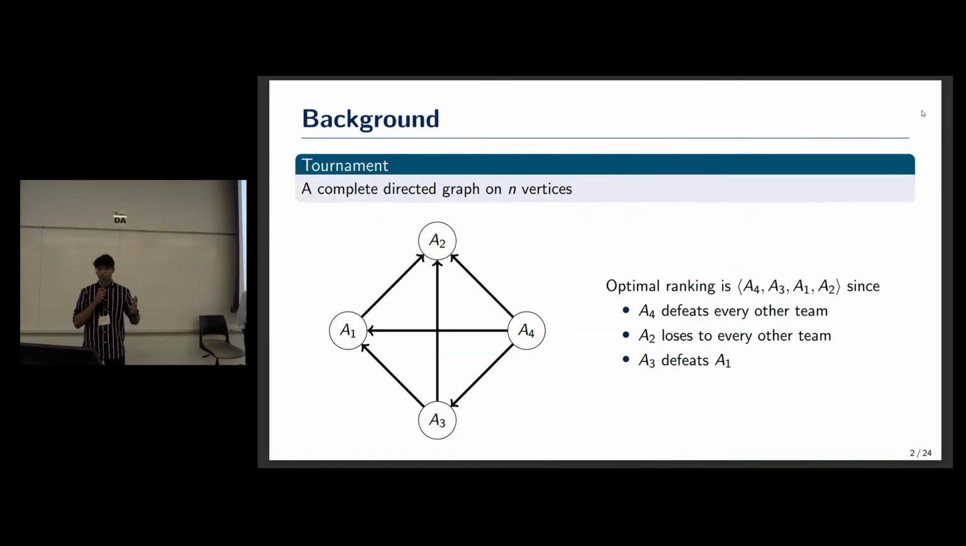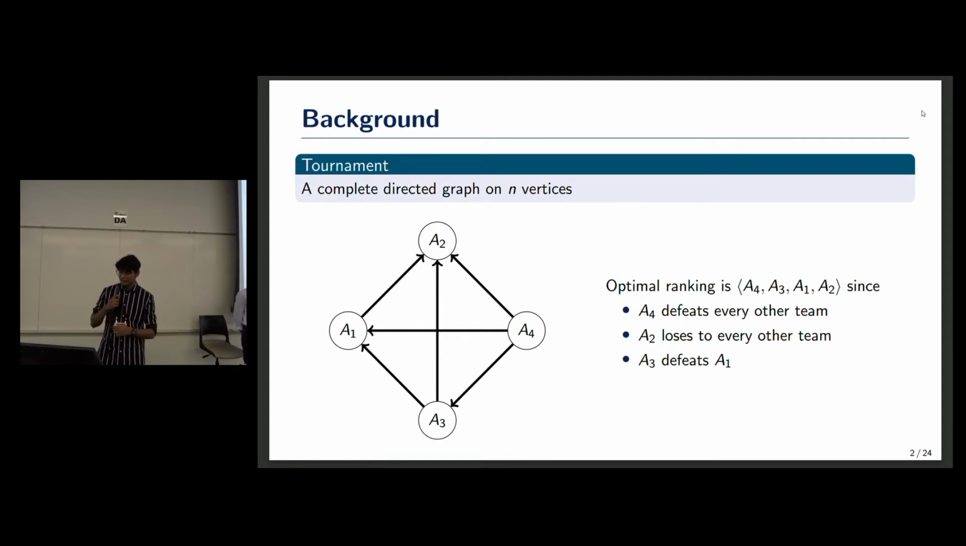So to start, let's begin with some background on tournaments. Assume that you have a tournament on n teams, say A1 through An, where each team plays every other team. We can represent this information using a complete directed graph on n vertices, where an edge from node Ai to Aj indicates that team Ai defeats team Aj. Now suppose that we'd like to rank these teams from 1 through n, depending on how good or bad they are. So in this example, the answer should be pretty intuitive.